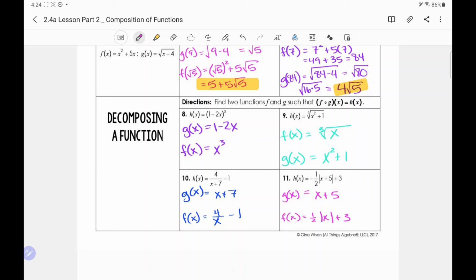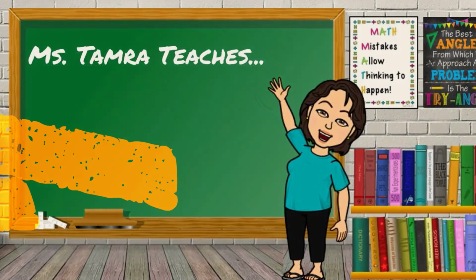All right, so go ahead and do the practice problems, and hopefully this was enough examples to help you understand these concepts.